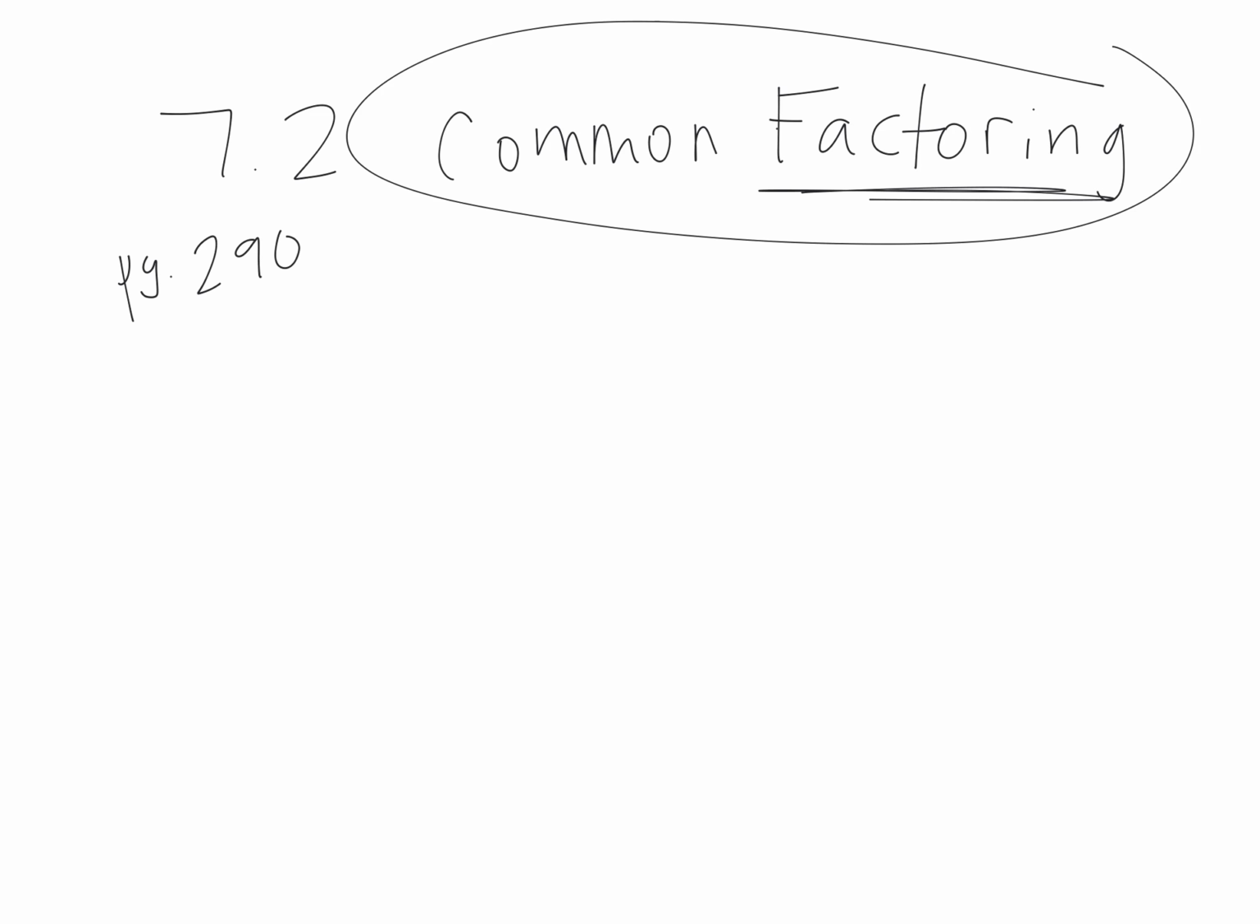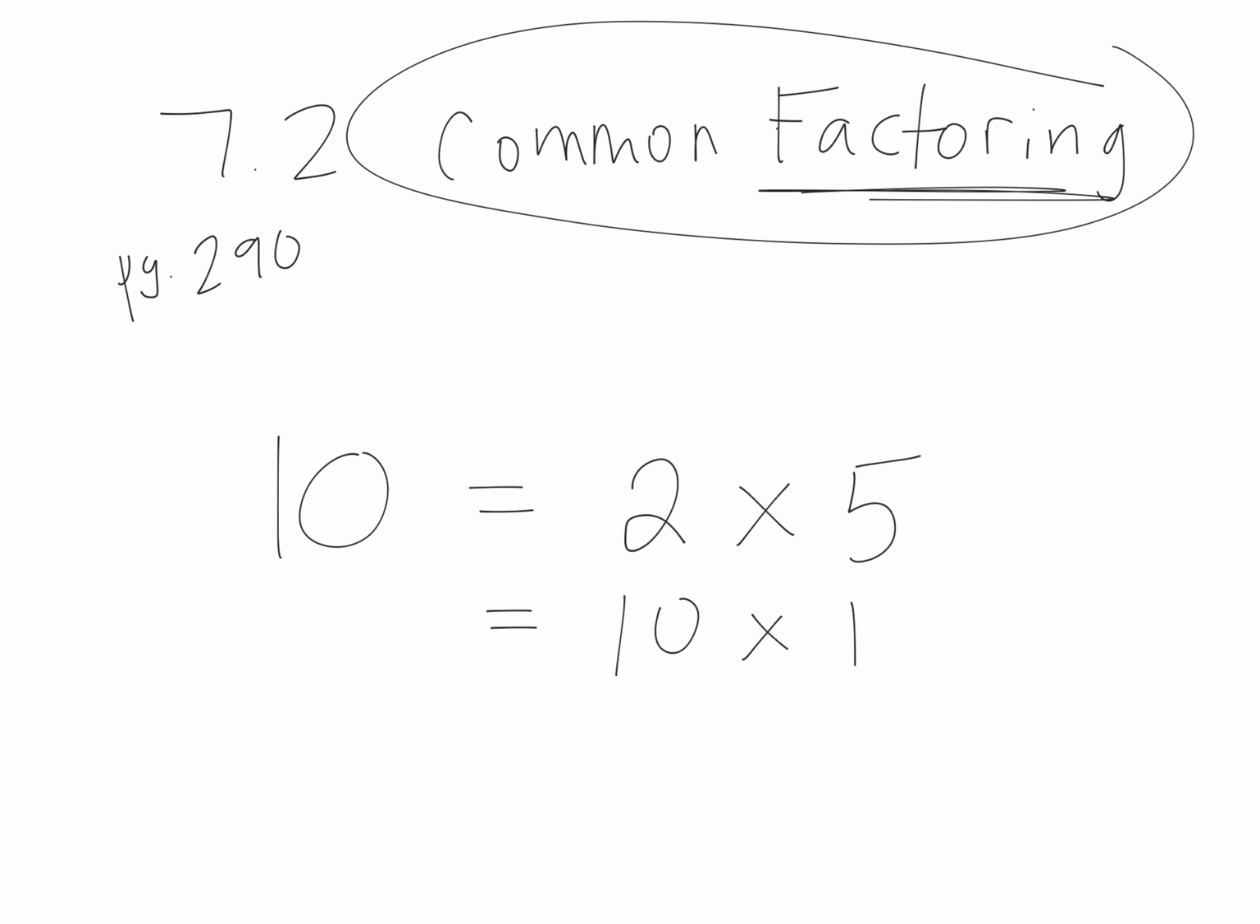So for example, if I give you the number 10, can you express this as a product? What times what would be equal to 10? Okay, 2 times 5 is equal to 10. Does everyone agree? Are there any other numbers that you could multiply together that will give you 10? 10 times 1? Good. These are called factors of 10. 2 numbers that multiply together to give you the answer.